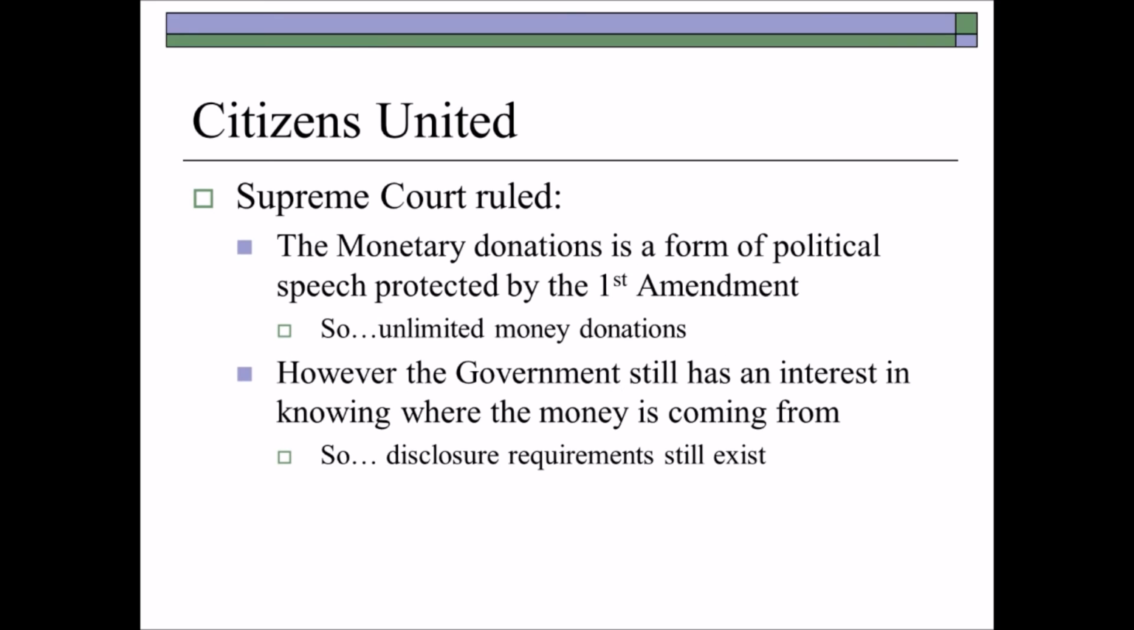Now here's a new case, new in like the last 20 years, called Citizens United versus FEC. Essentially, Citizens United said monetary donations are a form of political speech protected by the First Amendment. So when I donate money as a person, I am engaging in speech. I'm saying I support you with my $1 bill. So unlimited money donations. However, the government still has an interest in knowing where money comes from, so I still have to disclose who I am donating that money to. There are still disclosure requirements.